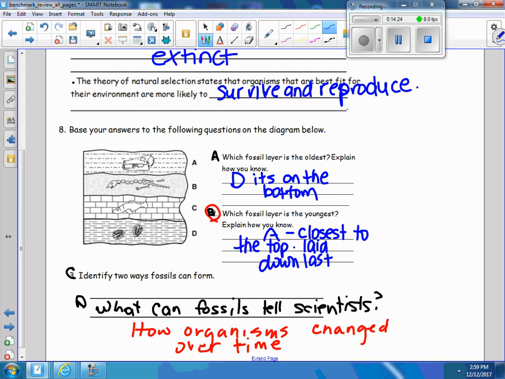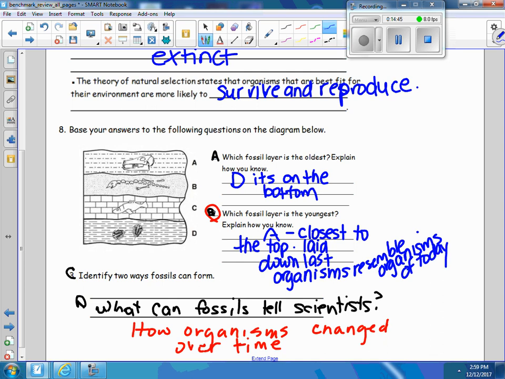The organisms resemble the organisms of today because it was the youngest. They're more closely related to us because they are the youngest fossils.